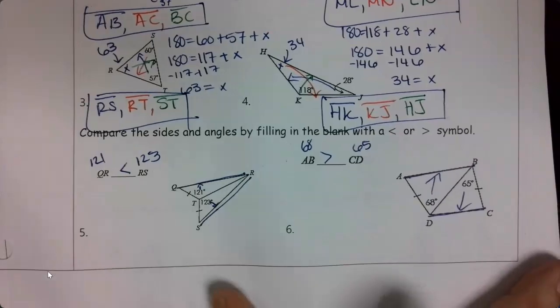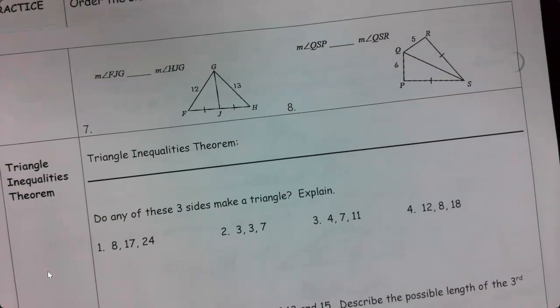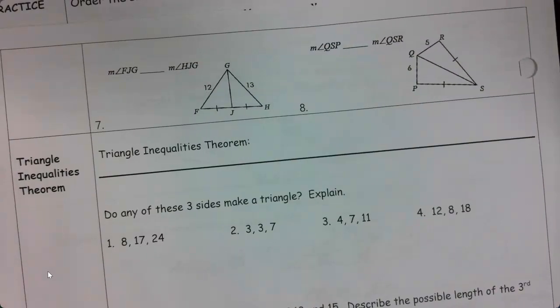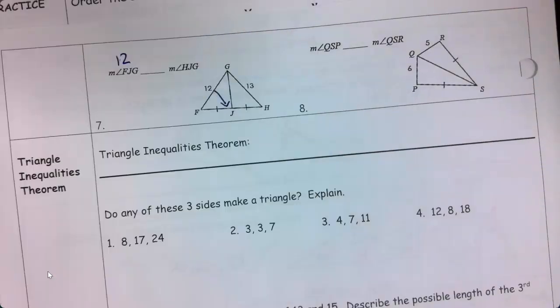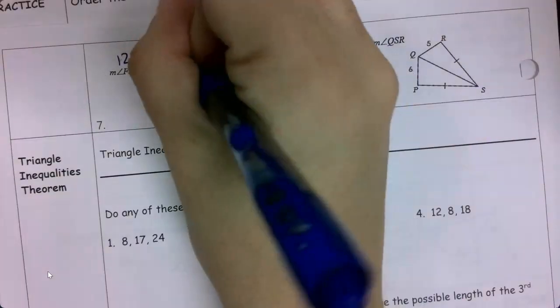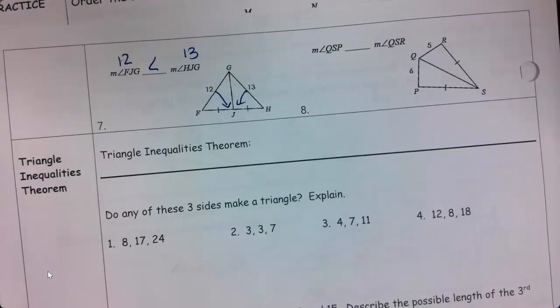Okay, so I have two more of these on the back and then one last thing. So this one's the measure of FJG and measure of HJG. So this one is working backwards. I'm looking at my sides to my angles. So FJG is that angle right there. It matches up to a side of 12. And then HJG is this angle right here, and that matches up to a side length of 13. So which one's the larger number, 12 or 13? 13. So that one is a less than.